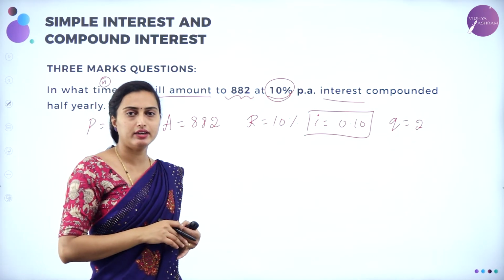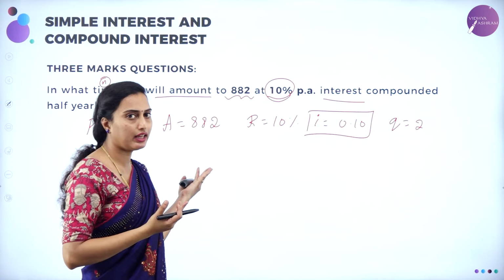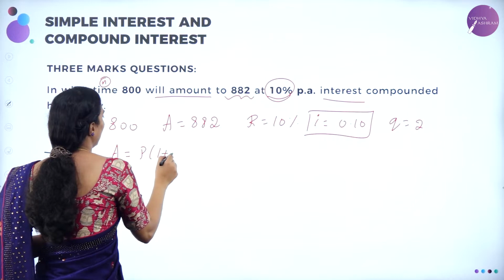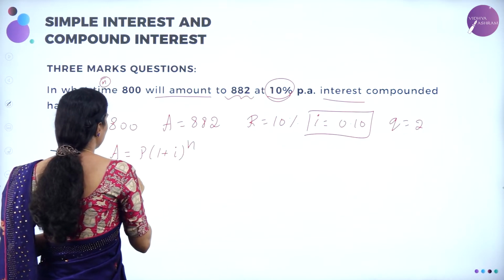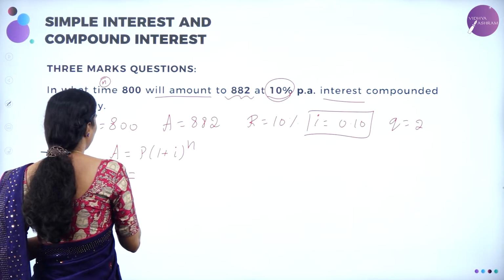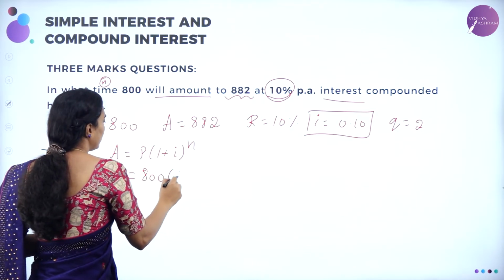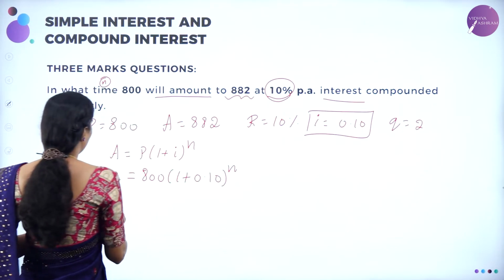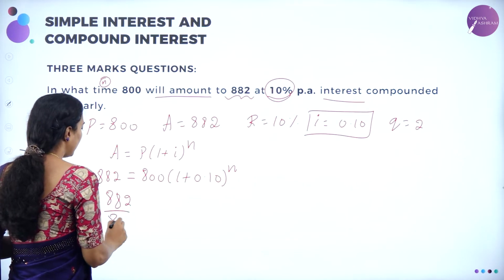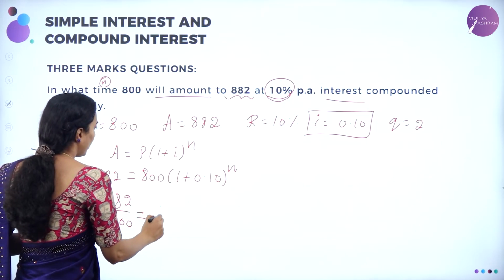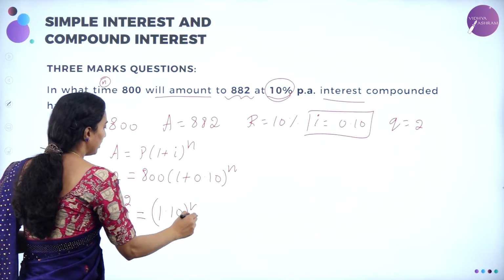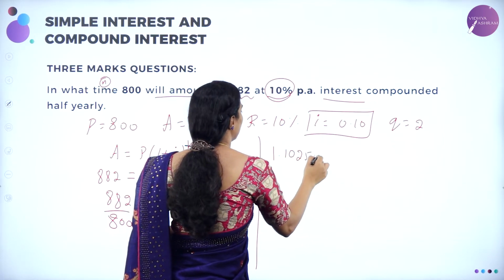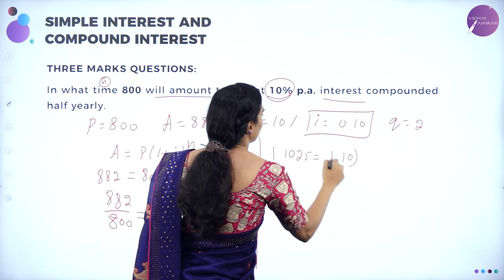You can directly calculate. We do not want Q here. We can directly calculate by using the formula. A is equal to P into 1 plus R or I to the power of n, which is nothing but 882 is equal to 800 into 1 plus I, which is nothing but 0.10, to the power of n. We don't know n. Now 882 divided by 800 is equal to 1.10 to the power of n. Now I have to divide this one, which is 1.1025 is equal to 1.10 to the power of n.